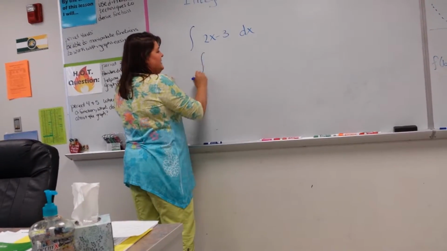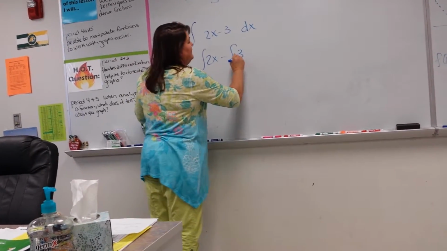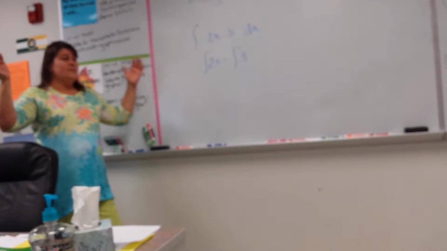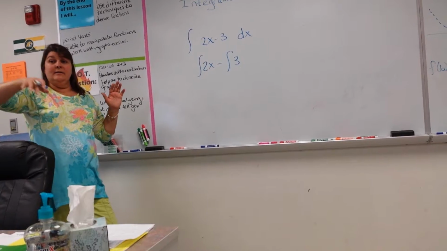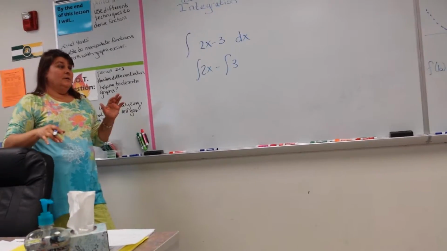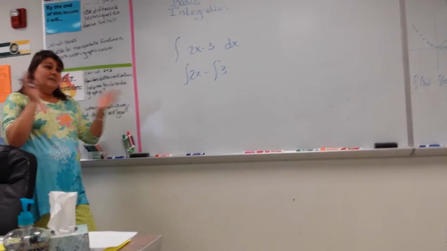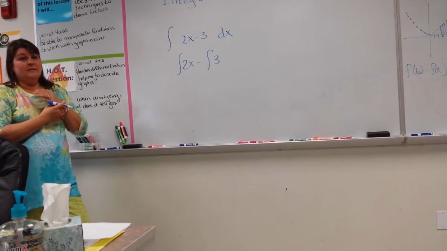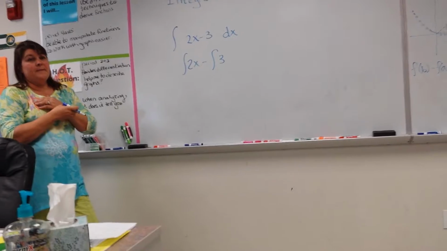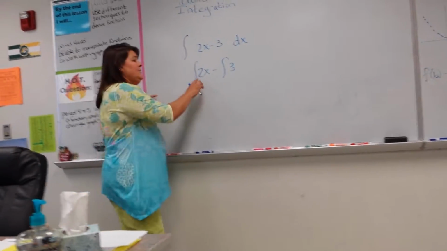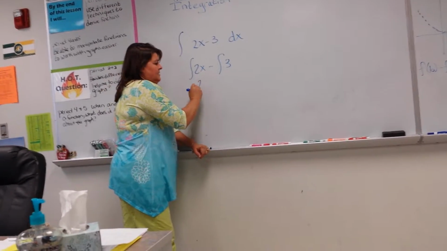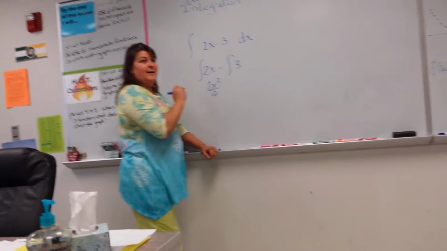And truly, can't I say this? Does it mean the same thing? Yes. What did I do? I took that 2x minus 3, because it's not squared. It's not square root. I just took it and said, I'm going to take individual integrals of both pieces. Okay? So what's the integral of 2x? And how do I do it? 2x squared over 2. So far so good?